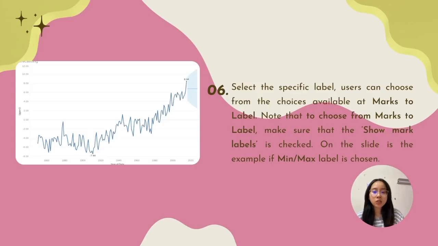So the user can choose from the choices available at Marks to label to use the specific type of label. And note that to choose from Marks to label, make sure that the show mark label is checked. On the slide, you can see the example if min and max label is chosen.